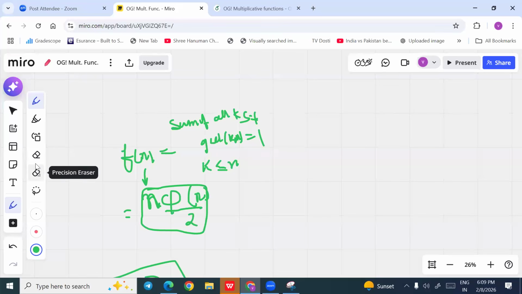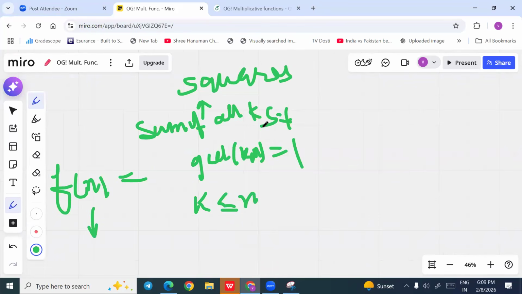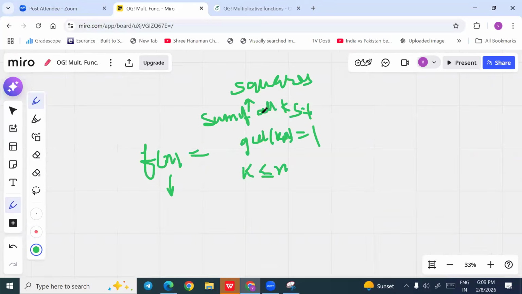But now let's look at a bit harder one. We just found the sum of all k. Now we want the sum of squares of all k. This is a much harder one. How do you get the sum of squares of all k? Pairing just won't work because k squared plus (n minus k) squared gives you nothing.